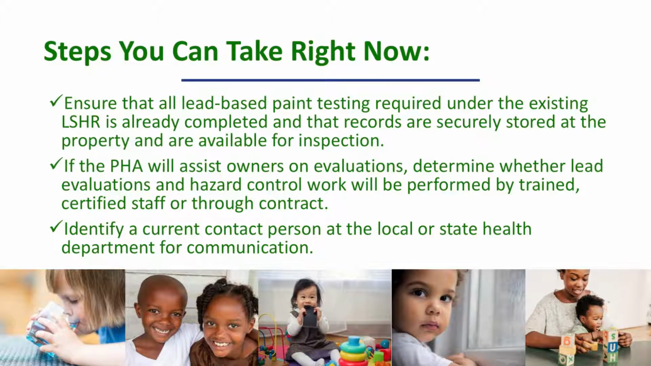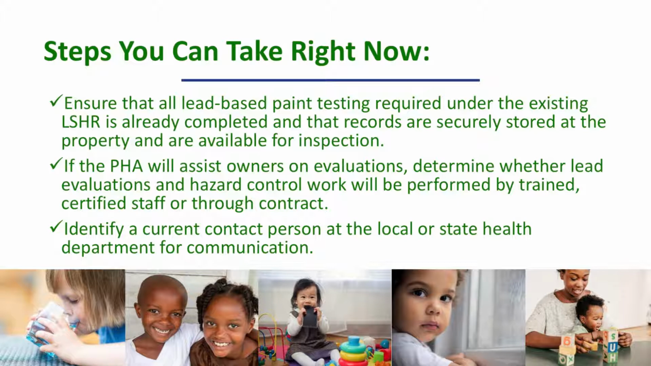If lead-based paint remained after the abatement, it should be monitored as part of ongoing building operations to ensure that abatement methods have not failed. Second, if the PHA will assist owners on evaluations, then the PHA should determine whether any lead evaluations and hazard control work will be performed by trained, certified staff or through contract.